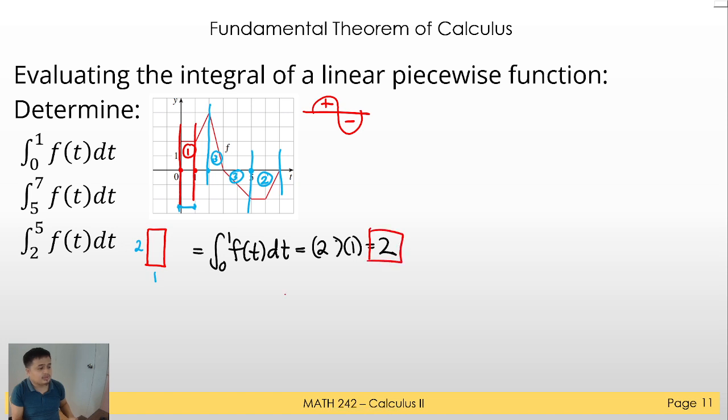That's it. That's simple. And then another one, we have from 5 to 7 of f of t dt. We have here this number 2. So this is the area of the trapezoid. So we have this trapezoid.